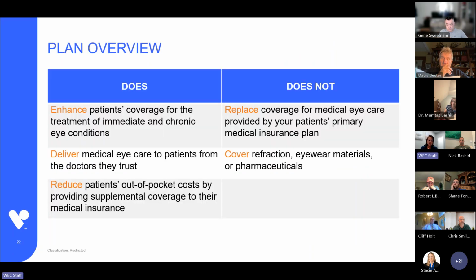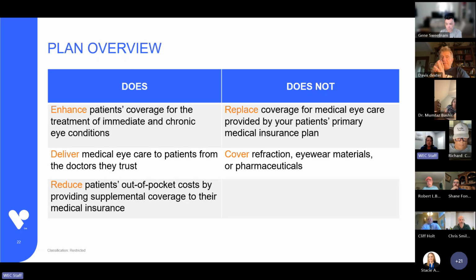So let's make sure that you understand what Essential Medical Eye Care actually covers and what it does. Imagine it is like having a Blue Cross Blue Shield plan. It is medical, so it's going to cover any acute, chronic conditions. It's going to allow that patient to stay with you. You are well trained, you're experts, your patient trusts you, they know you. You're not going to have to refer them to somebody they do not know.